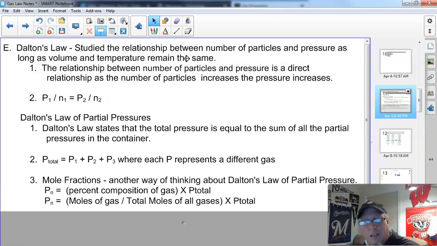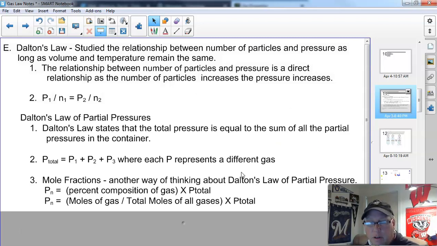Because there's the relationship for number of particles and pressure. There's this formula that we use that talks about Dalton's law of partial pressures, where we just simply add the gases together. And then there's this last way, which we talk about mole fractions. So let me show you one example of a mole fraction problem. If you have not paused the video to write this information down, you should probably do that somewhere, because you will need all three of these in order to do some problems with Dalton's law.